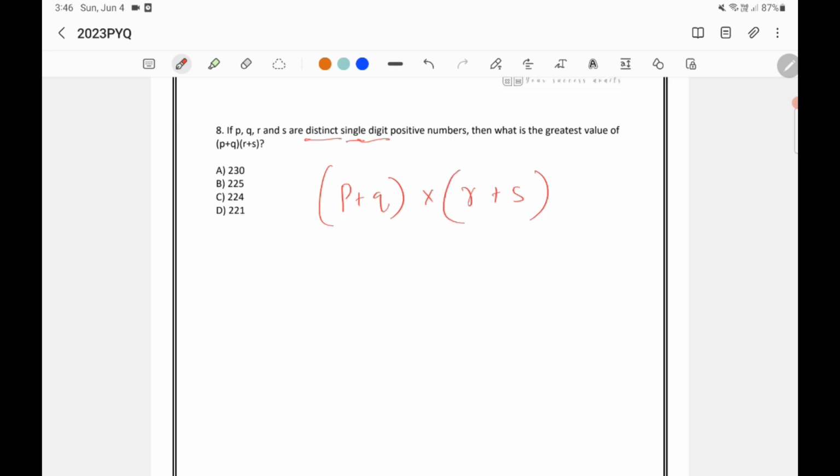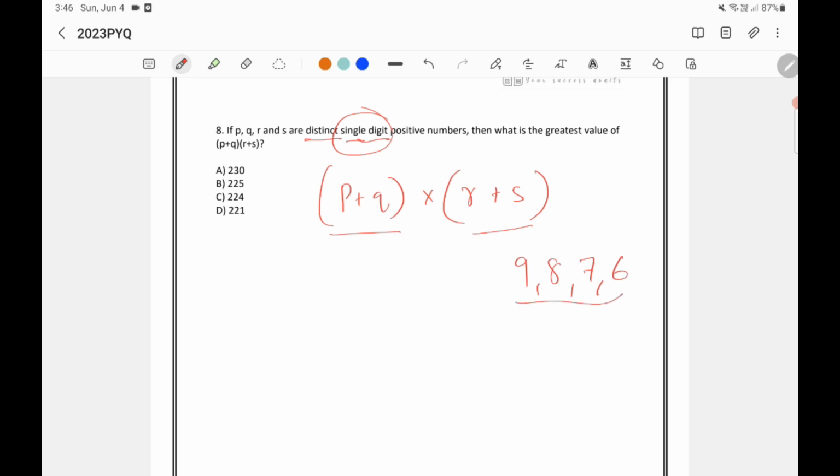Here we know that if the values of P, Q, R and S are greater, then the value of (P plus Q) into (R plus S) will also be greater, right? So we need to look into those digits. They are single digits, so we need to take the largest digits. So we can take 9, 8, 7 and 6 because they are distinct. They cannot be the same number, right?